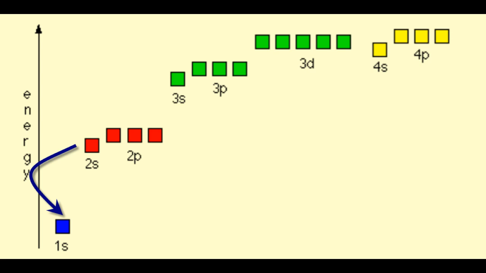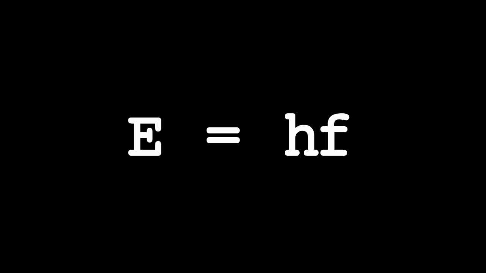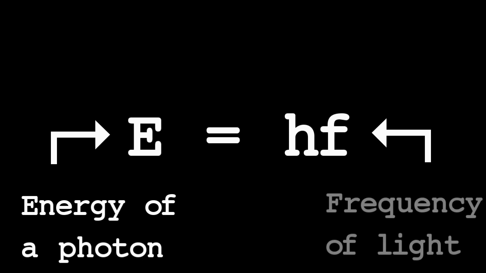So, if an electron falls from a higher energy state to a lower one, then it must give off a bundle of energy. And the way this happens is by giving off a photon of light. But not just any photon, the photon must have exactly the right amount of energy, corresponding to the energy drop of the electron. Enter the Planck-Einstein equation. This equation tells us that the energy of a photon is directly related to the frequency of the light emitted. The h in this equation is simply a proportionality constant, Planck's constant.